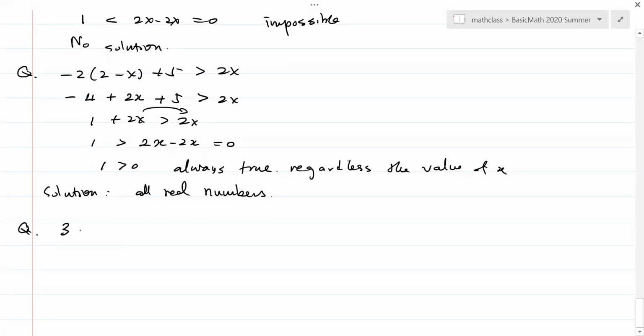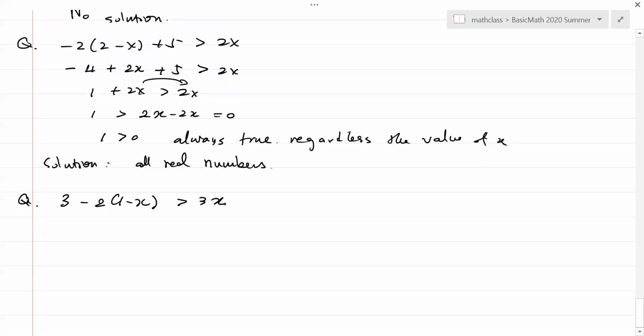So let's do the next problem. Greater than 3x. Okay, please do this. If you haven't posted any answers to me, please do your best, give me the answer, okay, within time. Okay. You're given a minute.